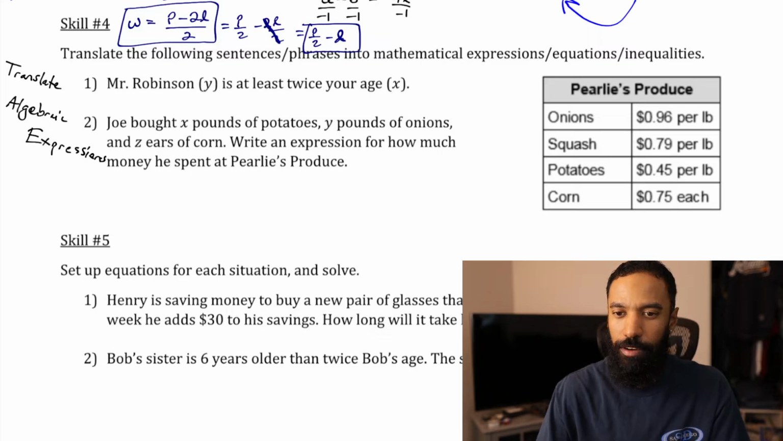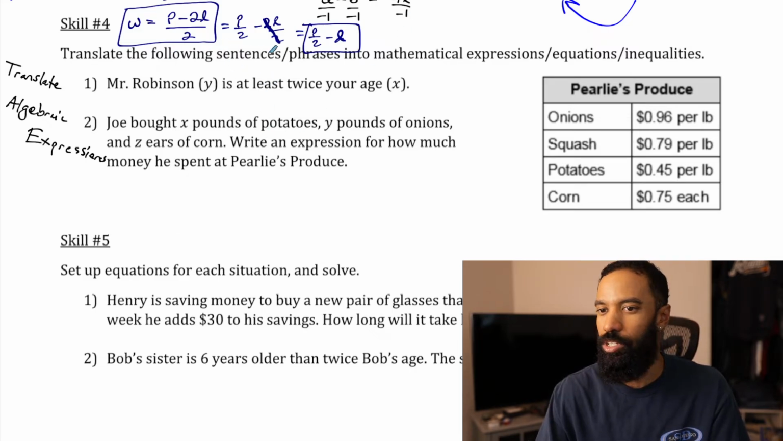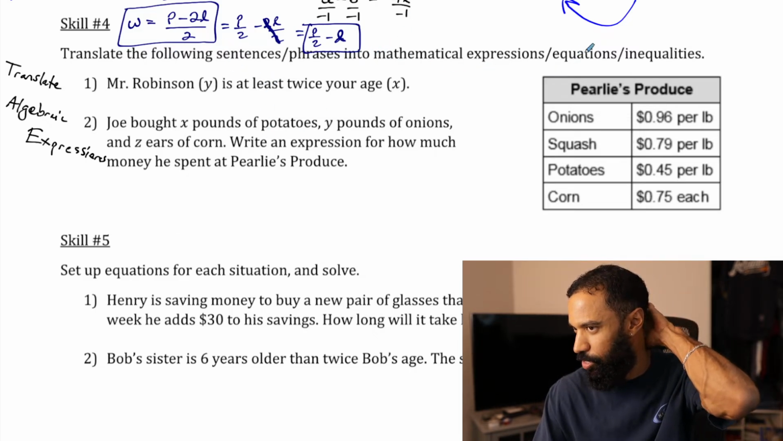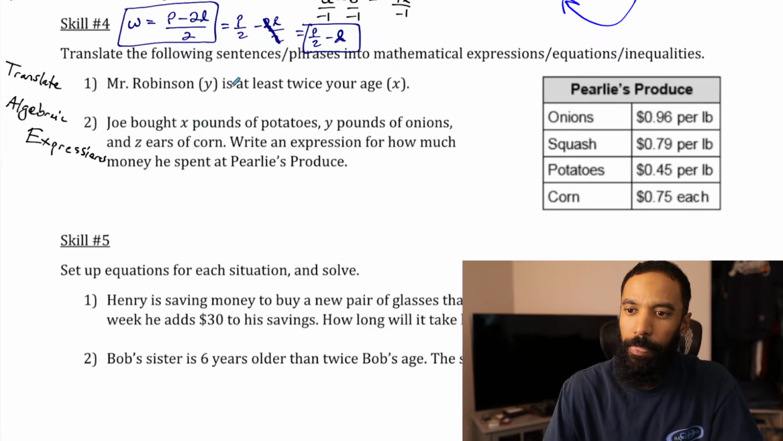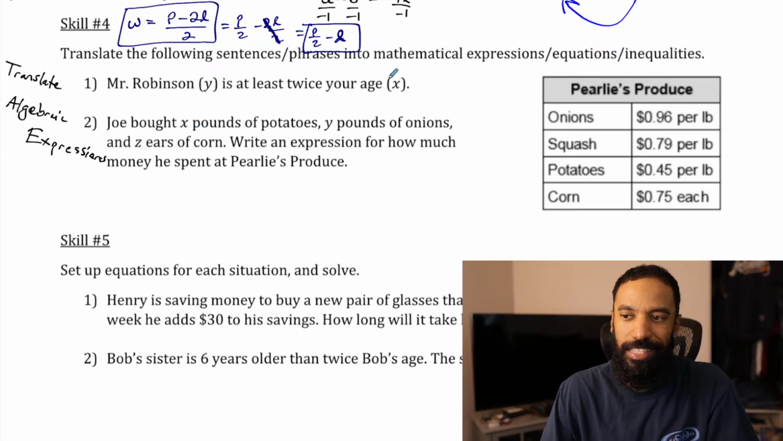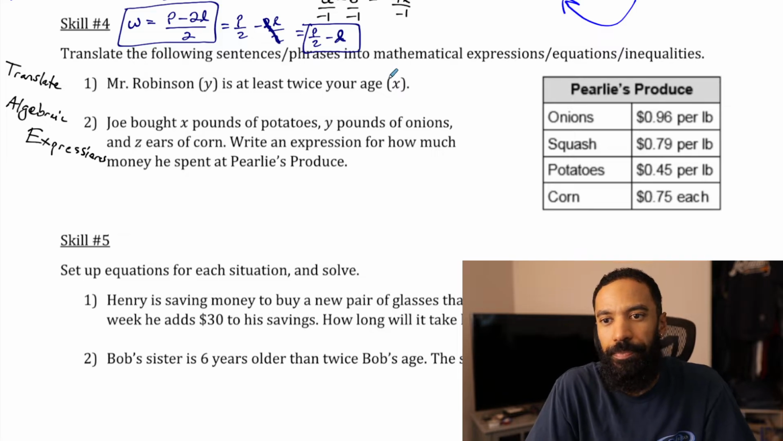All right, translate the following algebraic expression. Translate the following sentences, phrases into mathematical expressions, equations or inequalities. Mr. Robinson, Y is at least twice your age, X. We want to create kind of an equation out of this, right? We want to compare my age to your age. I'm at least twice your age.